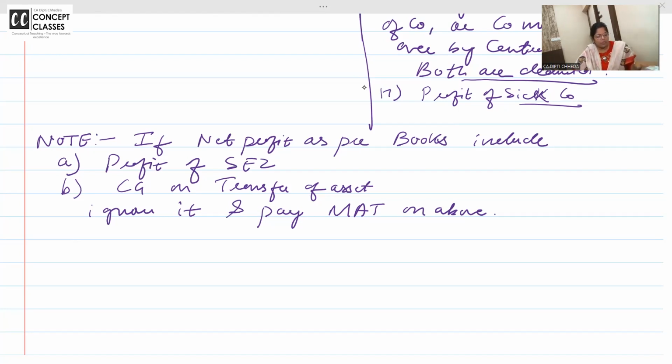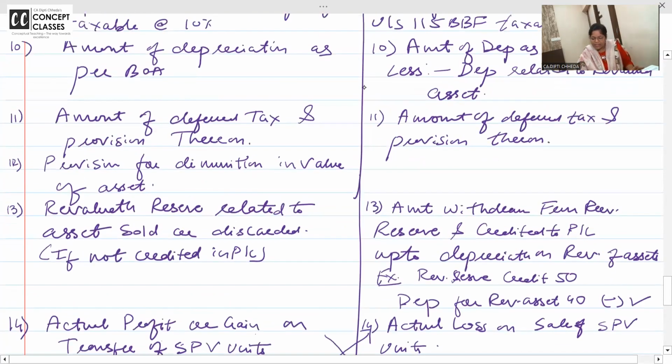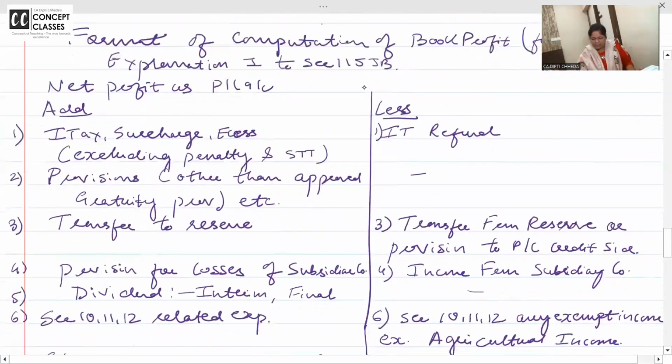Some more notes, if you feel while solving the problem you want to write it. Other than this, don't confuse yourself with 43B and all. Few expenses are allowed but not paid before due date of filing return. What to do now? Nothing for now, MAT will be levied on all. Shall I close the list? Chat box is on. You can unmute and speak up.